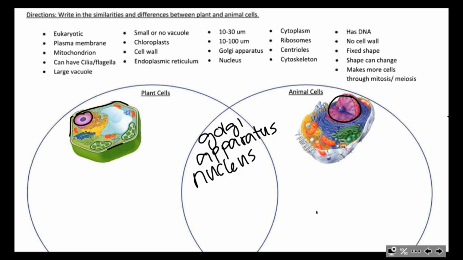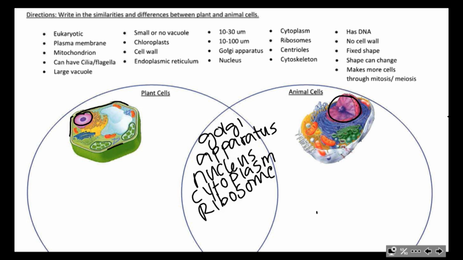Okay, the next one is cytoplasm. Where's that one going to go? Cytoplasm goes in the middle. Does anyone remember what cyto means? Cyto means cell. Okay, the next one is ribosomes. Which one of these has ribosomes? That one goes in the middle too. Okay, they make proteins.